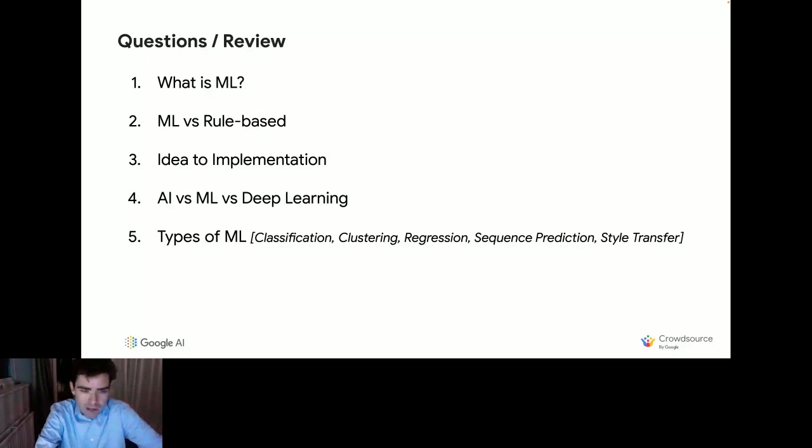Five types of ML: classification, clustering, regression, sequence prediction, style transfer. Classification is generally discrete. It deals with yes or no. Is it or isn't it? This is overwhelmingly the concern of machine learning at the moment.